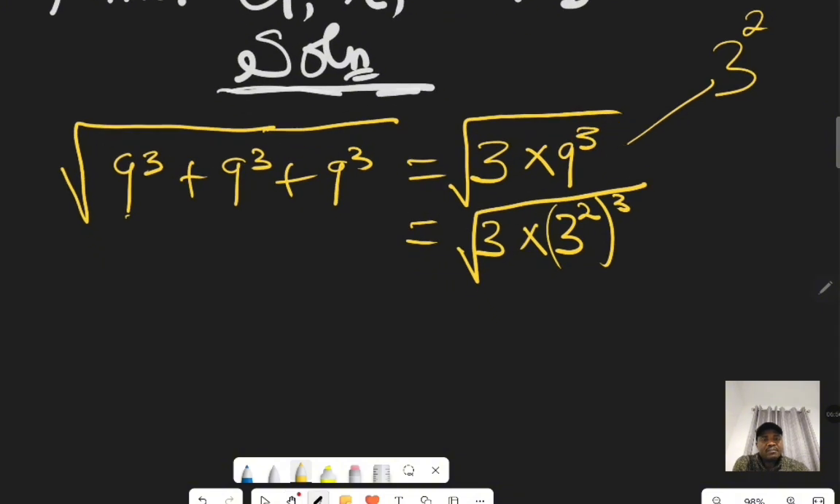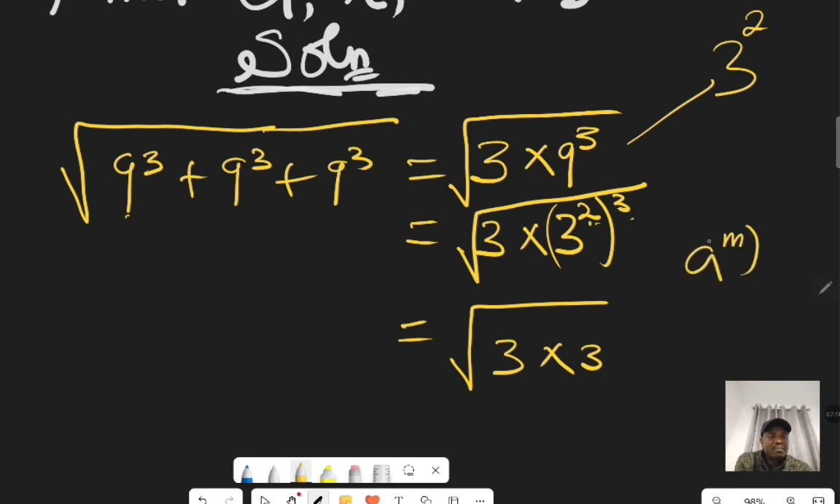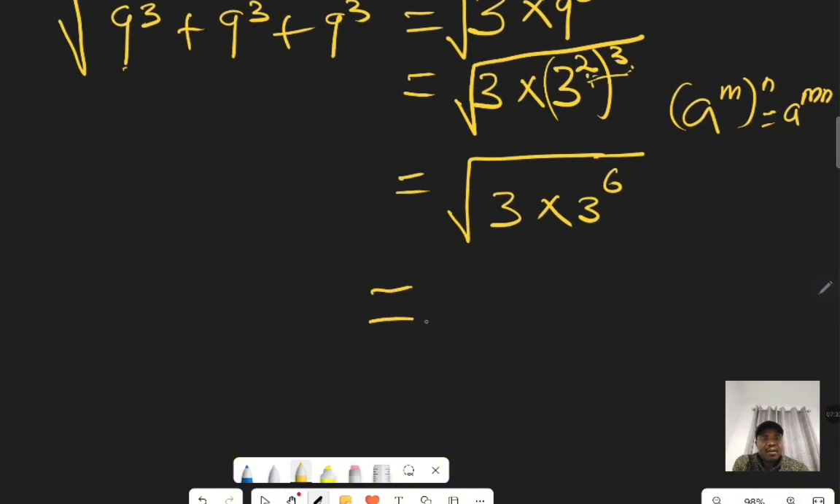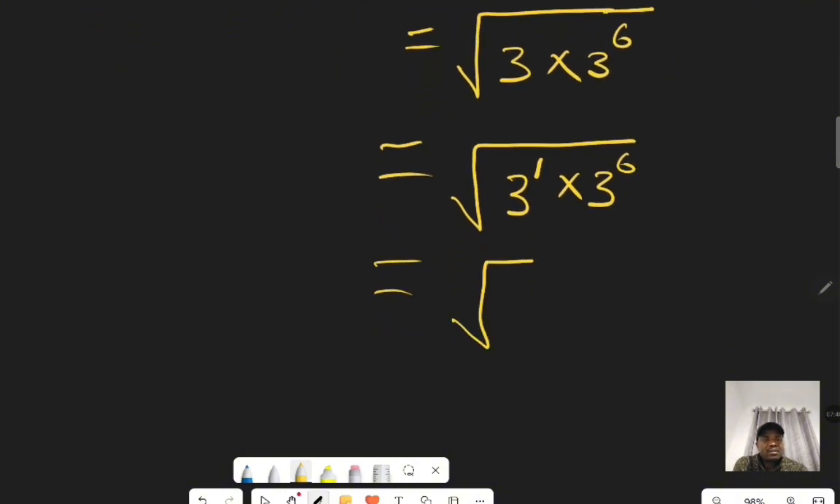Then we move further. This is the same thing as root 3 times 3 raised to the power. We multiply the powers. We have a law of indices that says a raised to the power of m, all raised to the power of n, is the same thing as a raised to the power of mn. So in this case, 2 times 3 will give us 6. Then we move further. We have root of 3 raised to the power of 1 times 3 raised to the power of 6. And this will give us 3.